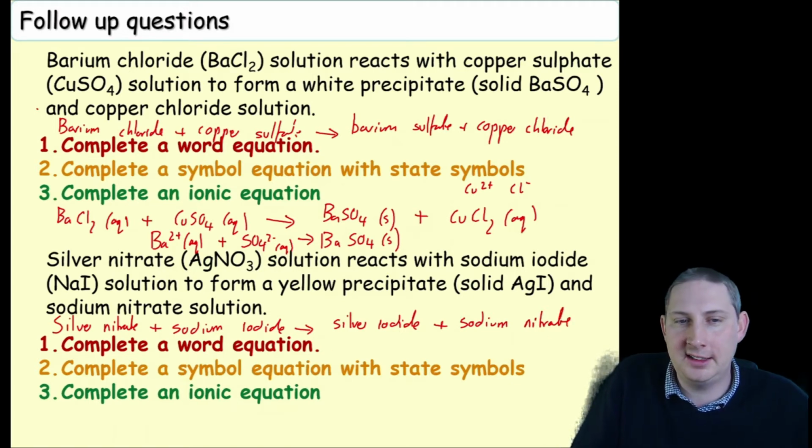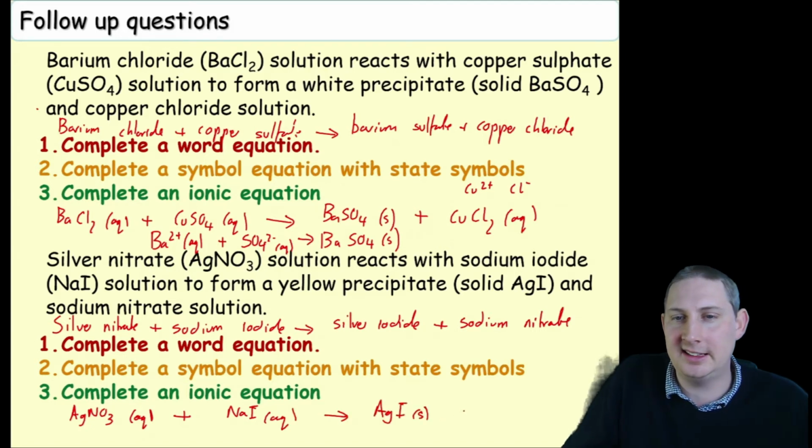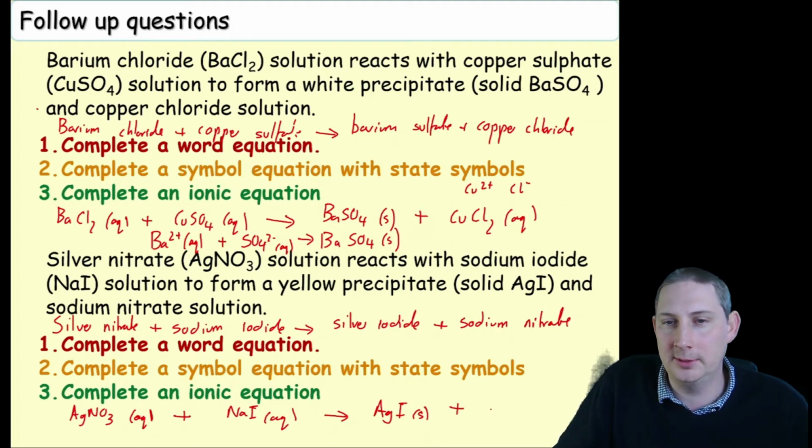Complete the balanced symbol equation. Well, AgNO3 aqueous, because it's a solution, plus sodium iodide, NaI, is a solution. Silver iodide is the yellow precipitate, so that is a solid, and sodium nitrate solution.